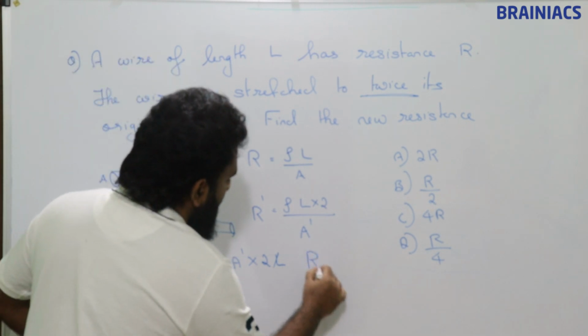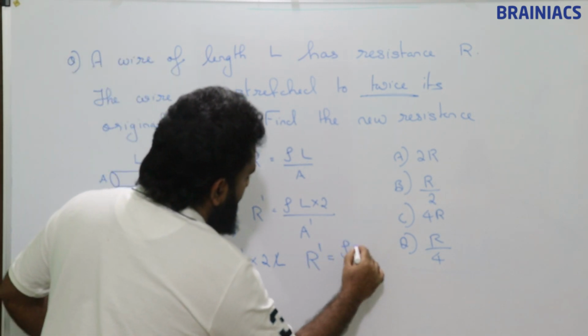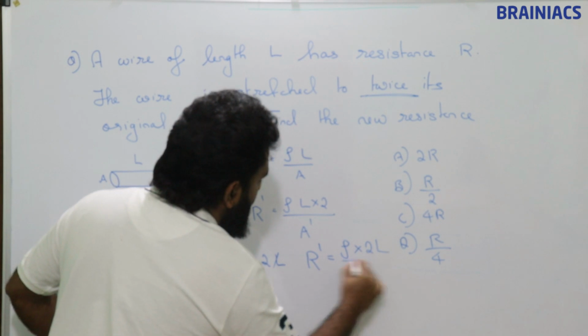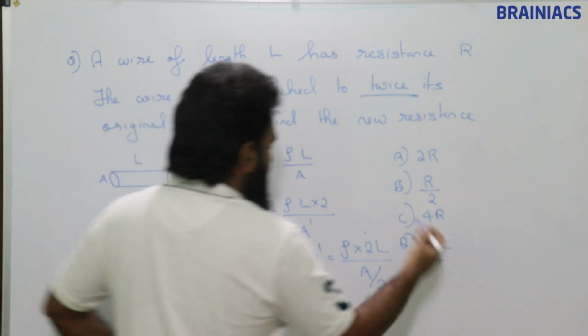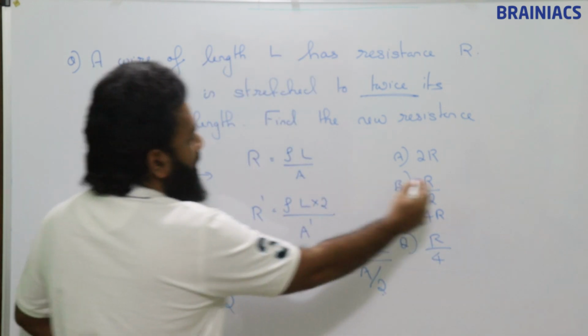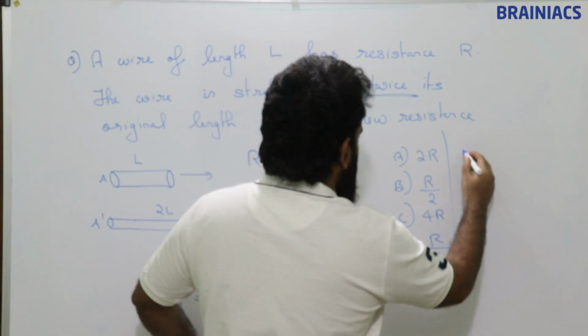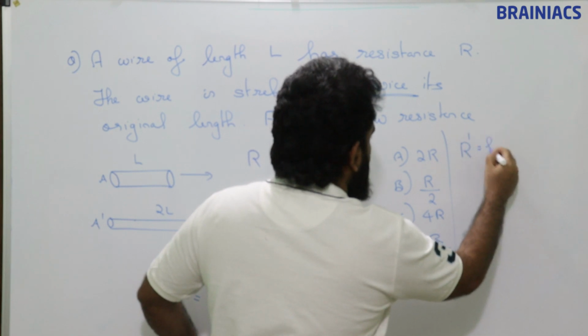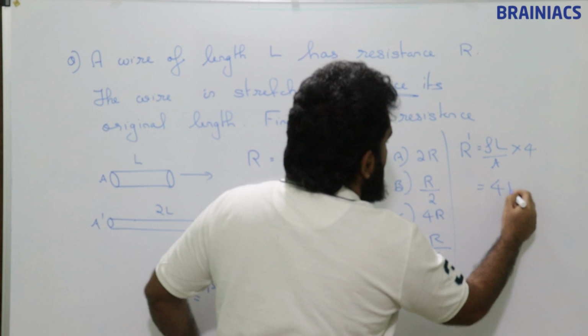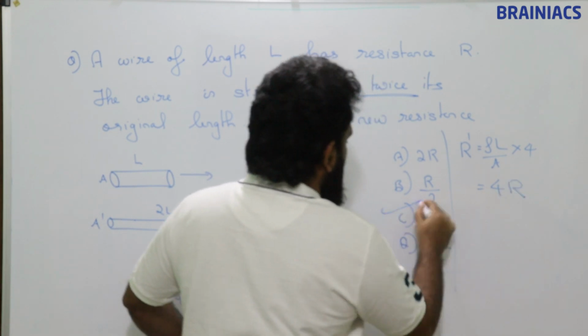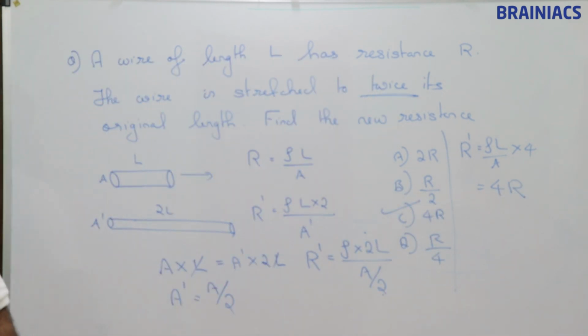So R dash is going to be rho into 2L divided by A by 2. So this 2 will go up, and what we are going to get is R dash is equal to rho L by A into 4. This is going to be 4R. So option C is the correct answer.